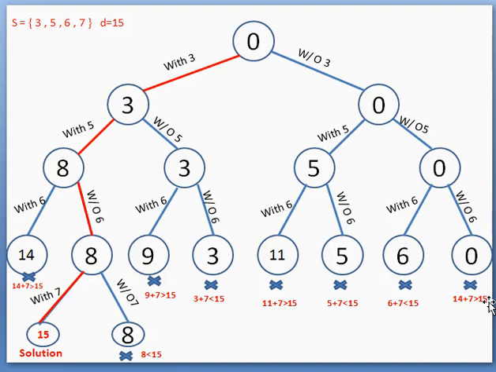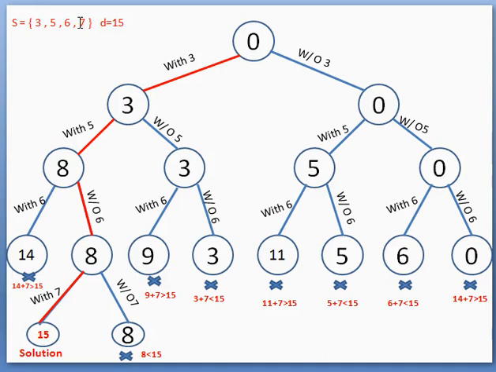So all the values are considered in each level. Here there are 4 elements in the set, so the state space tree will contain 4 levels. In the first level we have to check for inclusion and exclusion of the first number 3. In the second level we have to consider inclusion and exclusion of the second number, this 5. See here second level, inclusion of 5, exclusion of 5. Again in third level we have to go for number 6, with 6 without 6, that is inclusion and exclusion of the 6.